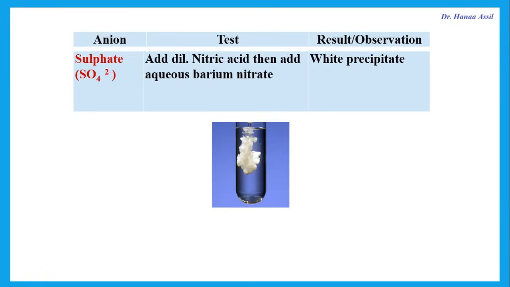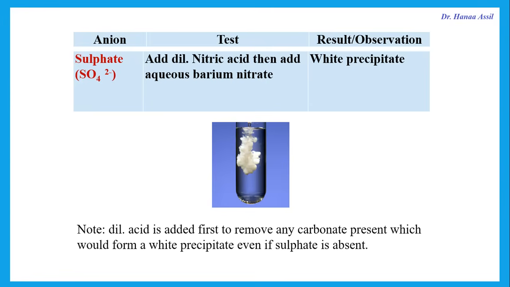Test for sulfate, we add dilute nitric acid and barium nitrate, or dilute hydrochloric acid and barium chloride. We get a white precipitate if it is a sulfate. Remember, we add the acid first because we need to remove any carbonate that may be present, because any carbonate present would form a white precipitate even if there is no sulfate.